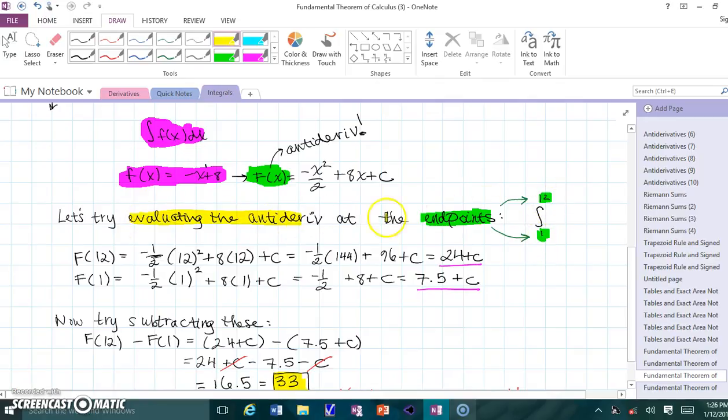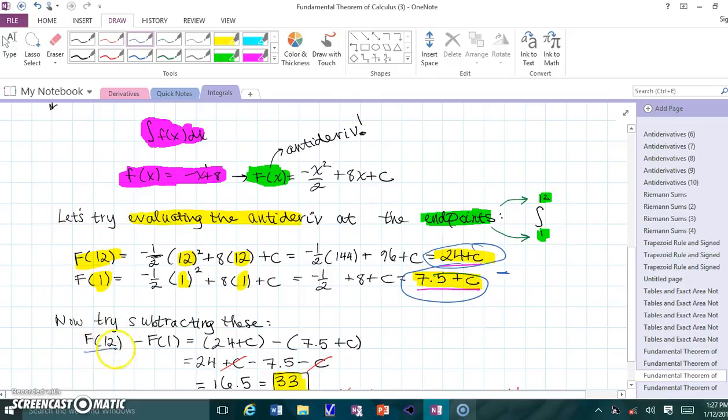I'm getting that from here. So f of 12, f of 1. I'm plugging 12 in, and I get 24 plus c. I'm plugging 1 in. I'm getting 7.5 plus c. Let's try doing this guy minus this guy and see if a similar thing happens again.